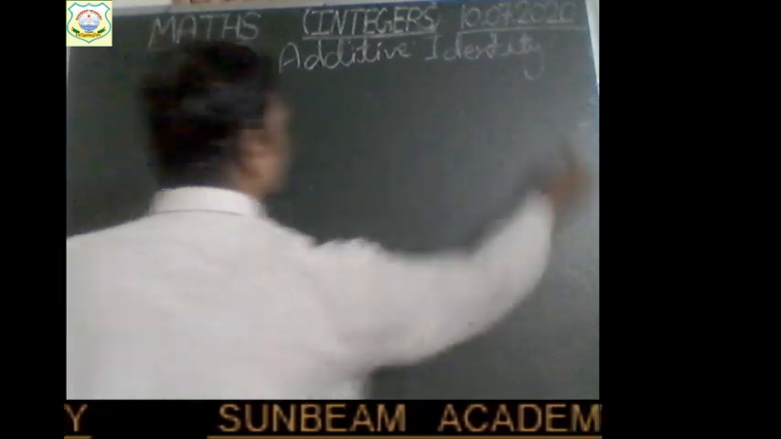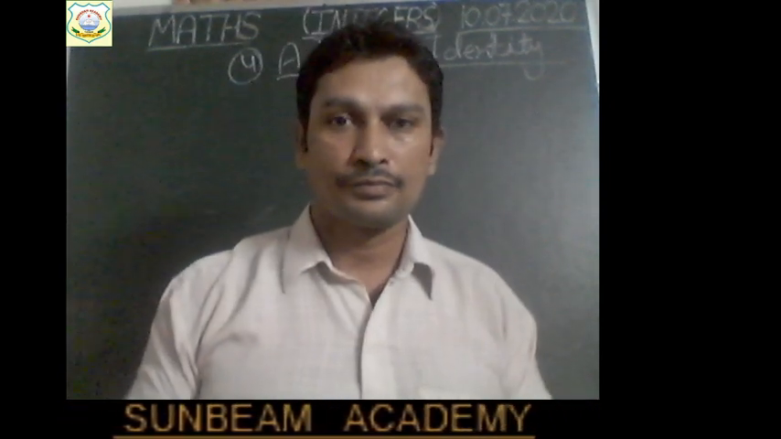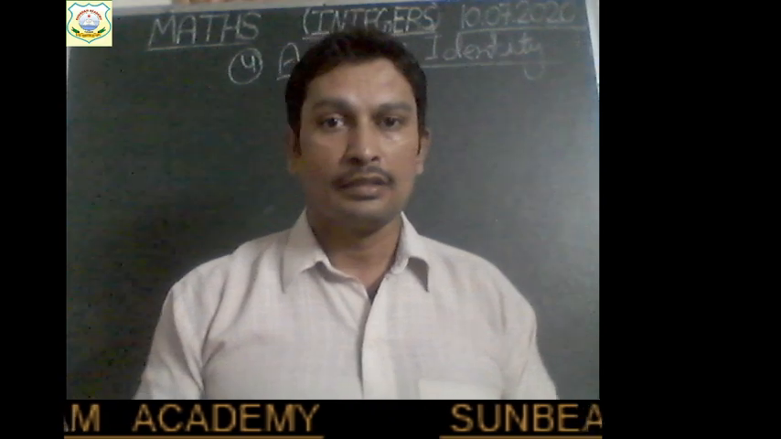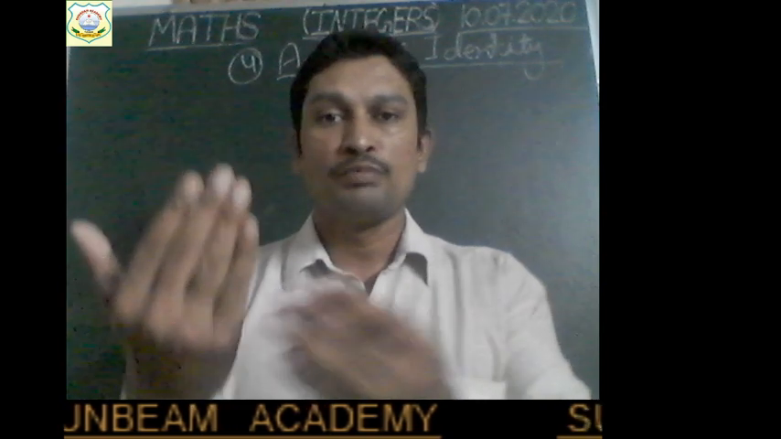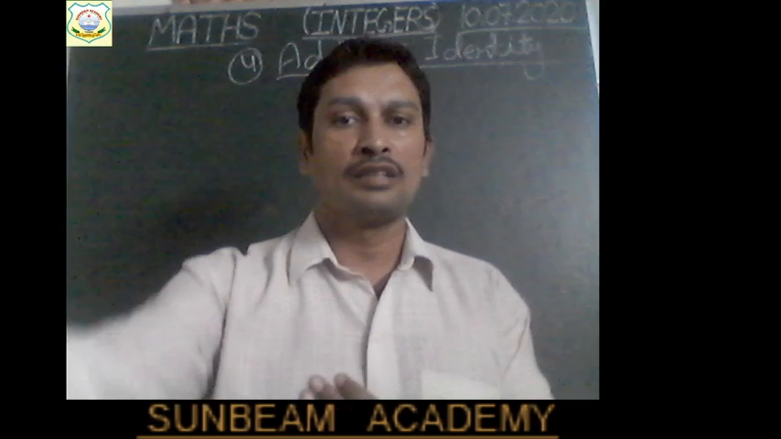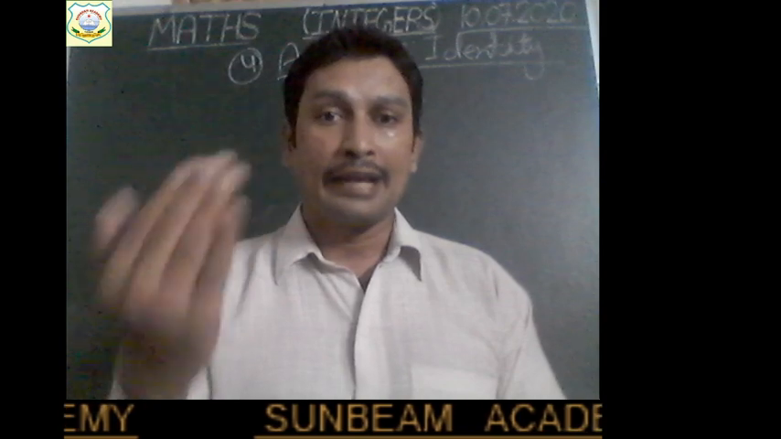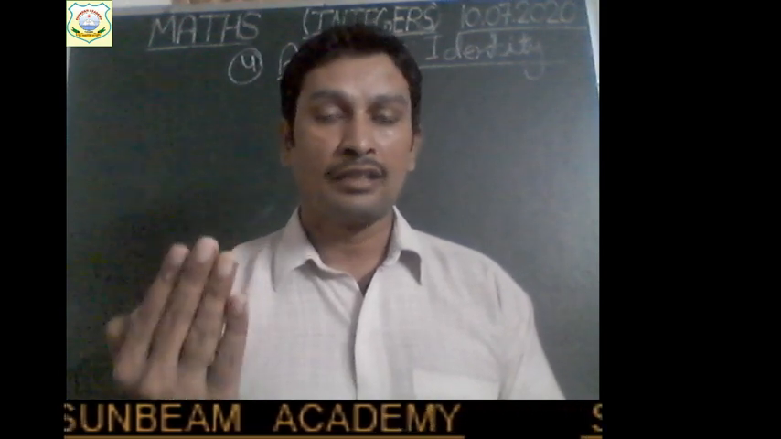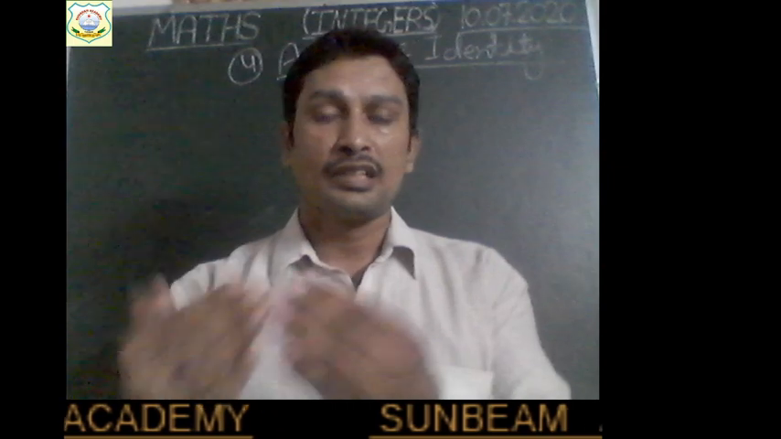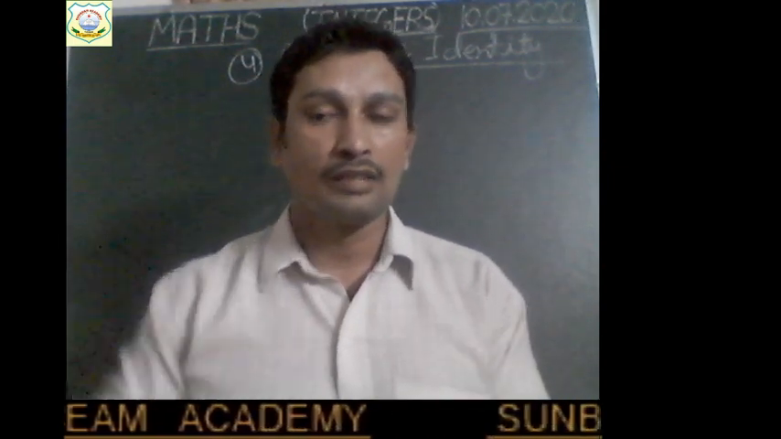So children, what is identity? Your identity is told by the mirror. If you stand before a mirror, then your mirror shows your identity to you. It shows your face, your reflection on the other side, and you are able to know who you are. Right? So an additive identity is an integer which when added to any integer results in the same integer. It reflects the image of the integer on the other side.